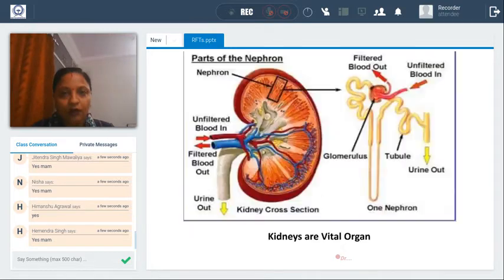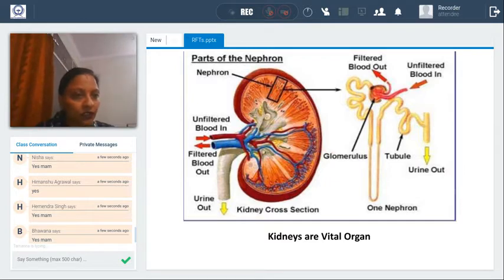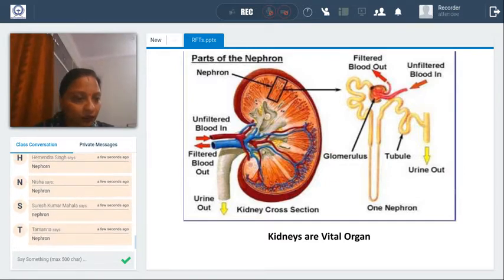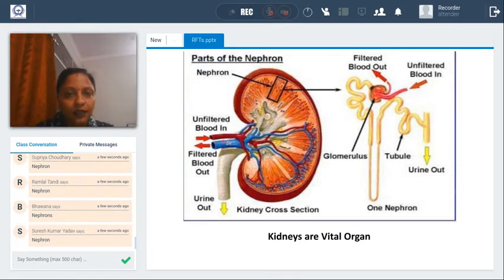So, we will continue. This is the structure of kidney, or we can say kidneys are the vital organ of our body. So this is nephron. The functional unit of the kidney is, please write in the box, what is the functional unit of kidney? Yes, that is nephron.